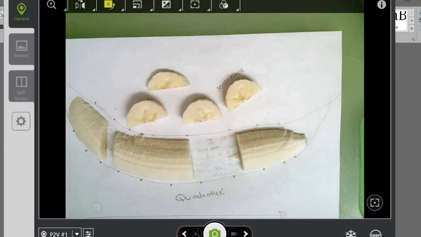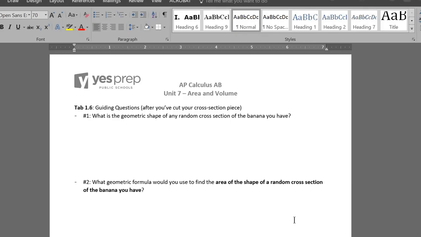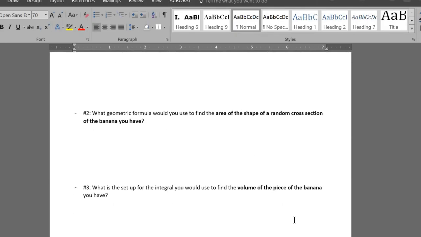Okay, so the next question it asks, if you look at your notes, I'll pull that up for you, is what geometric formula would you use for the area of the shape of any cross section? So remember, our area for a circle is going to be pi r squared. So if I want to know the area of a semicircle, we're going to divide that by 2. So go ahead and write that geometric formula into your notes there. That's for number 2.